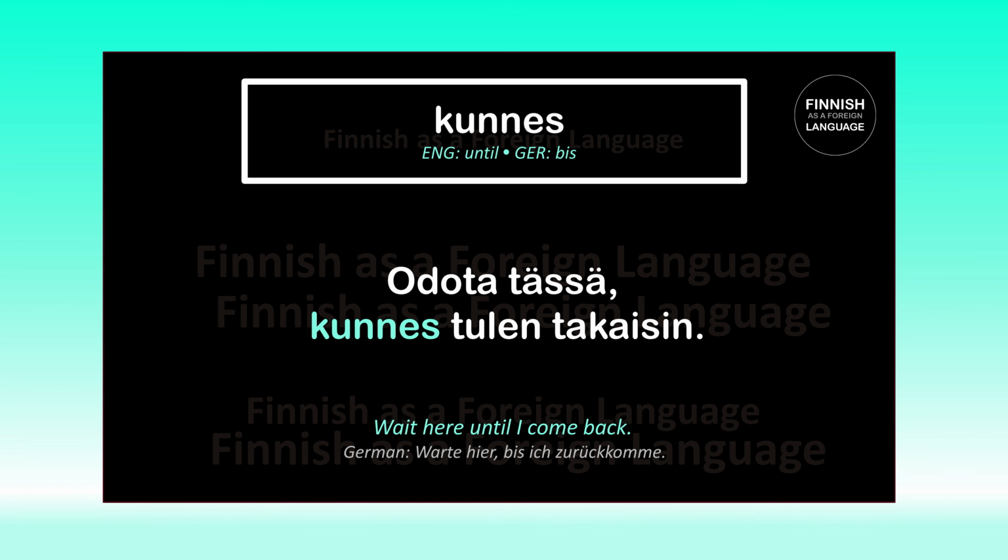Kunnes, here's our conjunction meaning until. Tulen means I come. It's the first person singular present tense of tulla, which means to come. And takaisin means back in a sense of returning. So here again, our conjunction is kunnes, meaning until. Let's repeat. Odota tässä, kunnes tulen takaisin. Wait here until I come back.